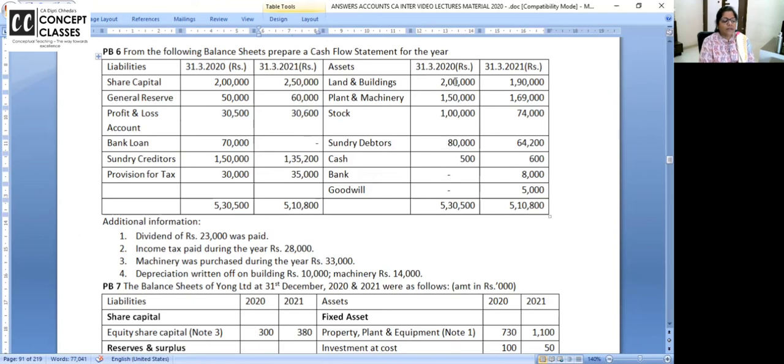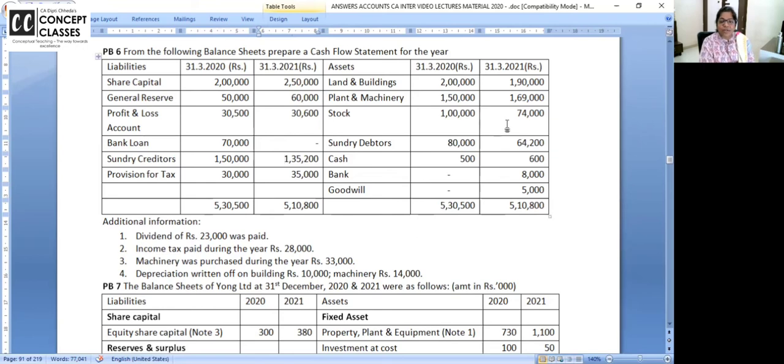Land and building, 10,000 से decrease हुआ and that is depreciation. Plant and machinery, you have to prepare the account. In spite of charging depreciation, it is increasing. So definitely balancing figure is purchase of plant and machinery.